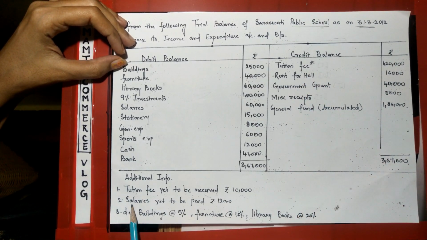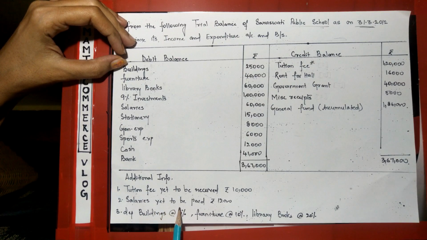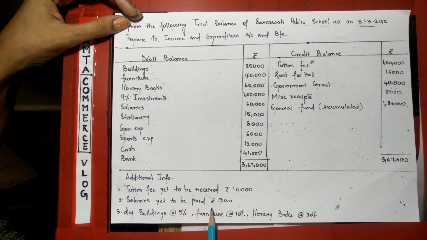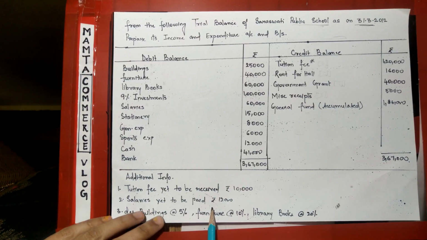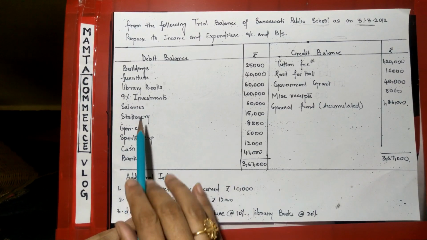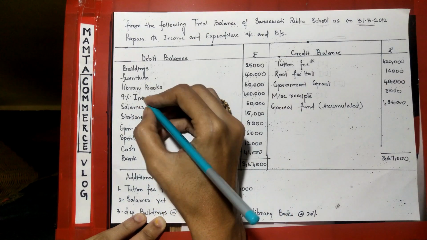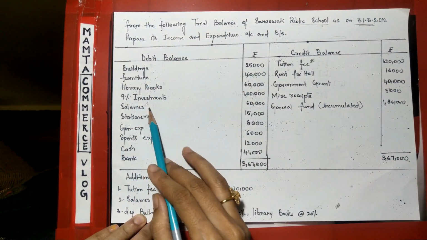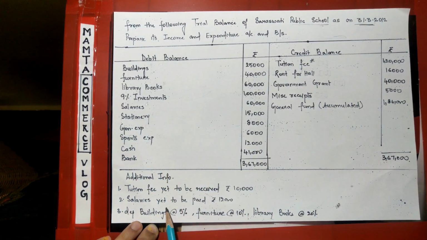The second additional information is salaries yet to be paid. So we have not yet paid salaries and we are liable to pay salary. So wherever we find salary, we will put a star mark. So on the debit balance, there is a salary. So we are putting a star mark. So there is an adjustment for the salaries.